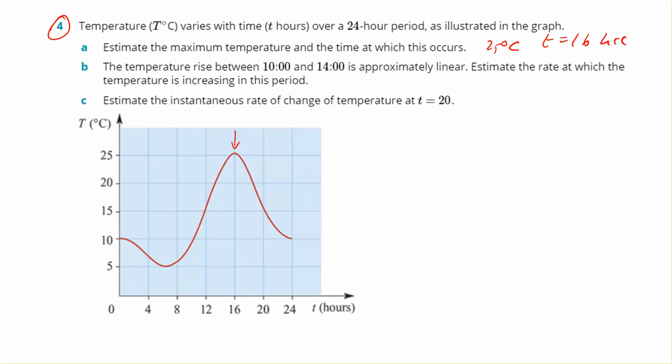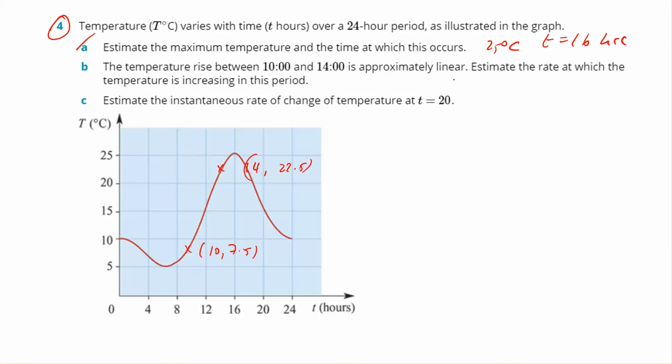Okay. B, so we've done A. B, we want to estimate the average rate of change between 10 and 2 o'clock. So 10 o'clock is somewhere here, 2 o'clock is somewhere here. Okay, so just choose two coordinates. If that's 10, read the coordinate. That's around 7.5. And here it's not 2, but 14, and 22.5. So just find the average rate of change between the two.